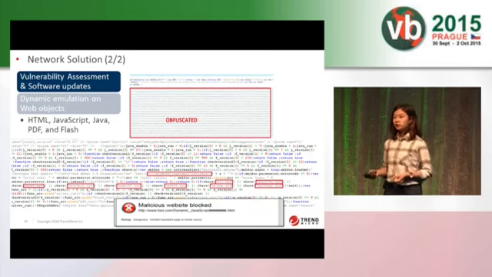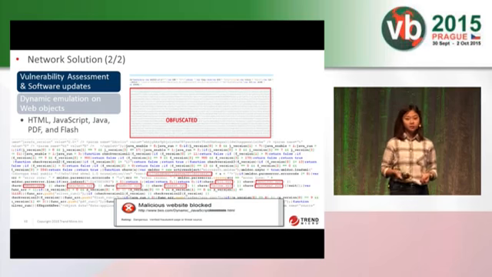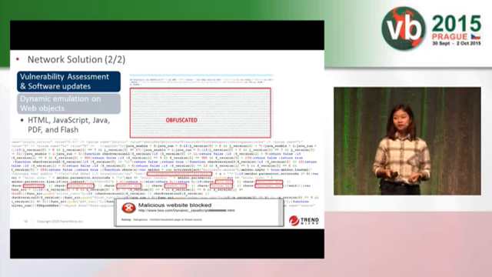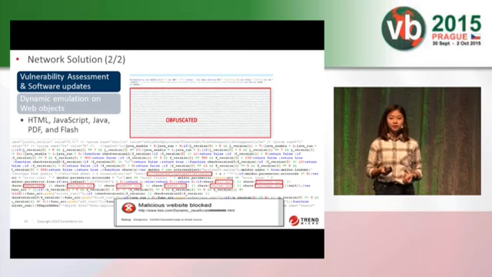For exploit kits, of course, we need vulnerability assessment and software updates to prevent exploitation. But of course, there would be 0 days, so we recommend dynamic emulation on web objects. For example, if a user accesses a website containing an obfuscated script, we could do dynamic emulation so that we could see readable content and create a pattern for it.